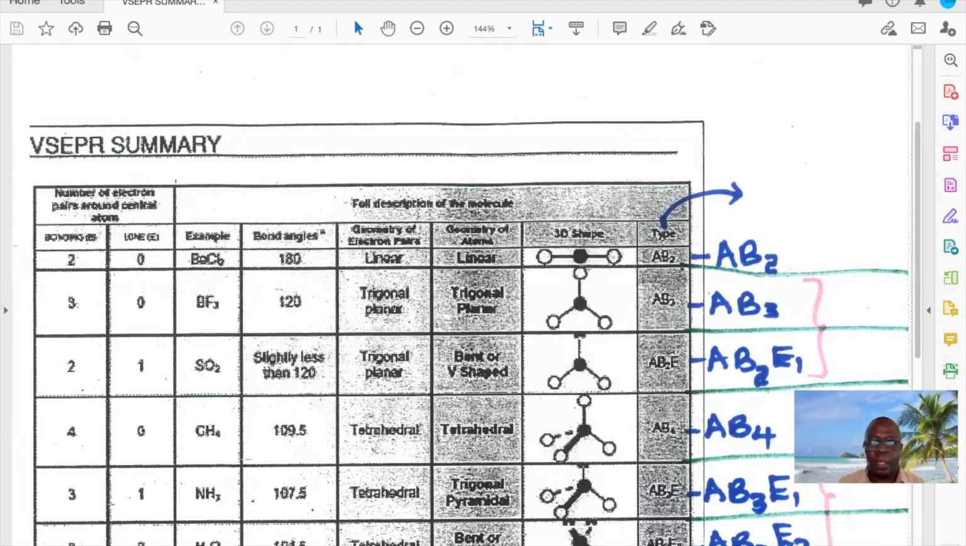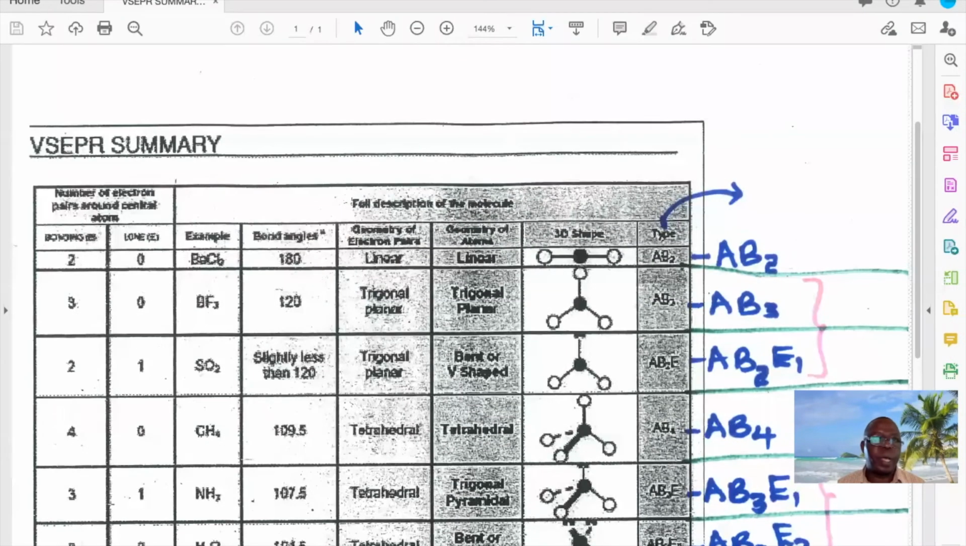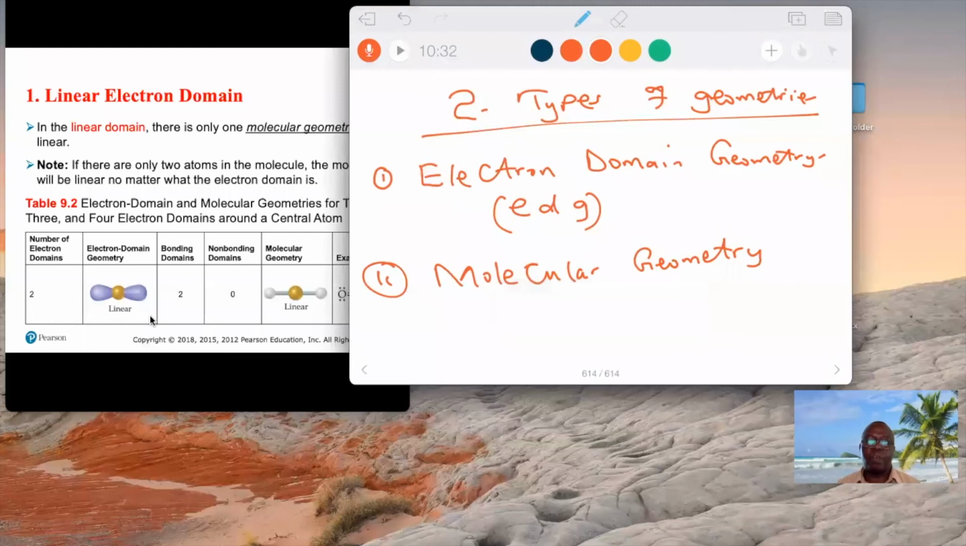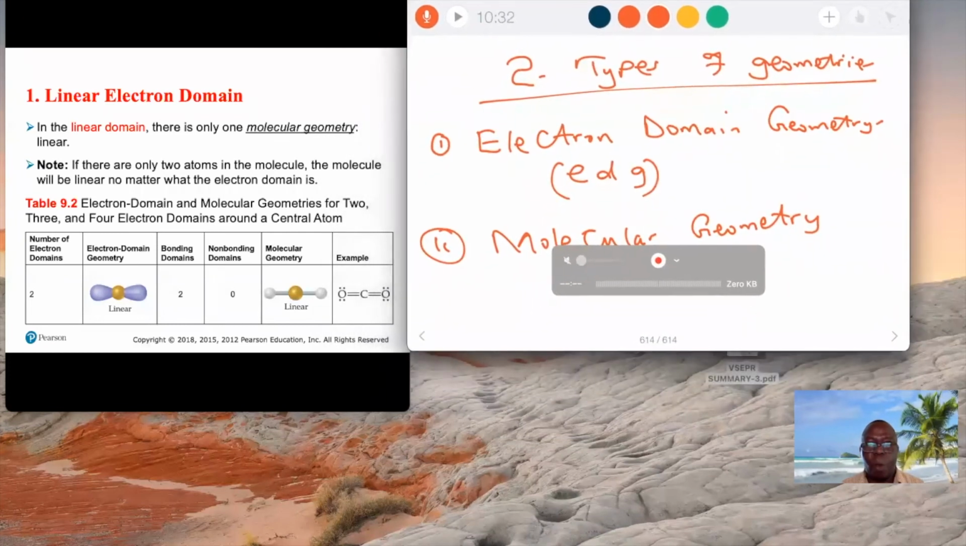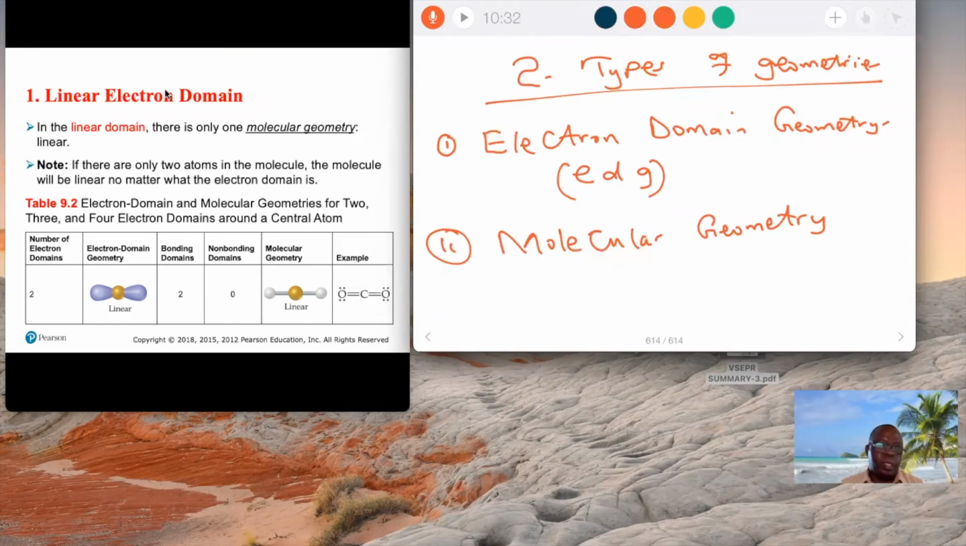Let's see. I wanted to show you two types of geometries. Before we come back to that, these are the two types of geometries, and a question could be specific to either this or this. And if you look in the text, we have electron domain geometry. That is looking at the electrons around the central atom. And then there is the molecular geometry. So there are two types of geometries for every molecule.